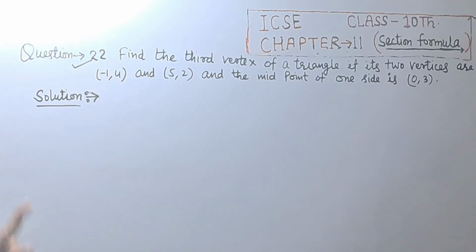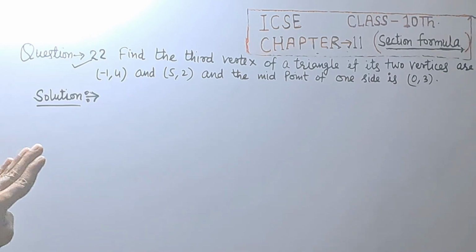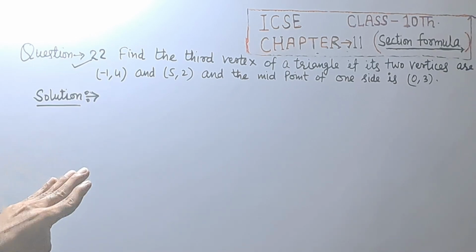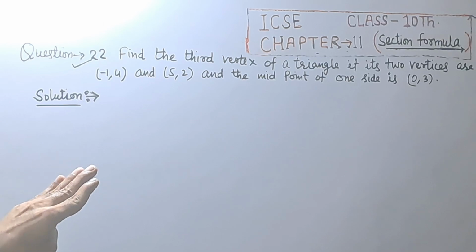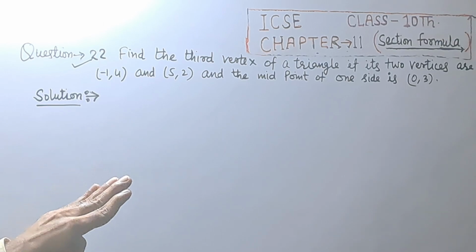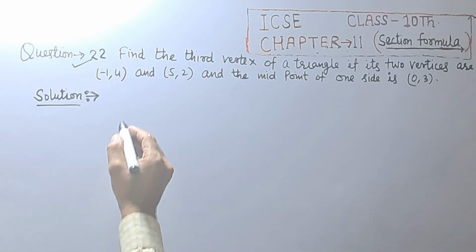Question number 22. Find the third vertex of a triangle if its two vertices are (-1, 4) and (5, 2) and the midpoint of one side is (0, 3).